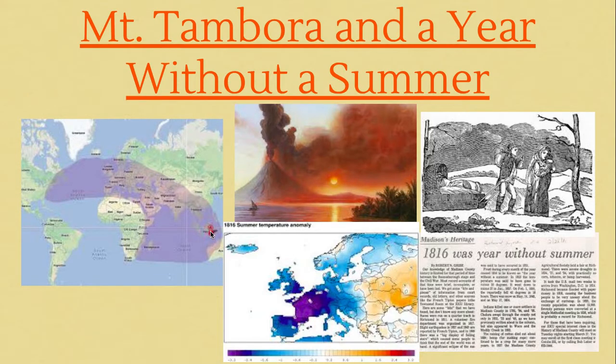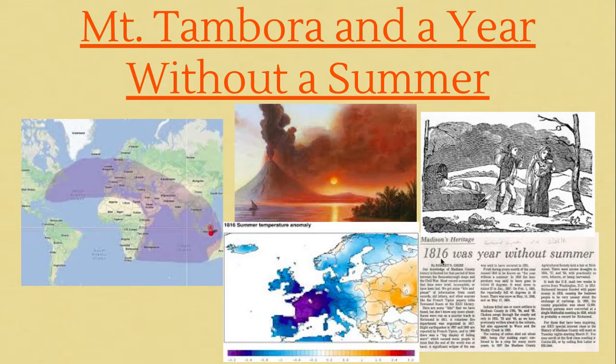Mount Tambora is right here. It's in Indonesia on that plate boundary, so you have a lot of volcanoes. And Mount Tambora erupted very violently in 1815, and it caused all this ash to be released into the atmosphere. Now, this ash took quite some time to travel, but as you can see, it traveled all the way through India, the Middle East, all the way to Western Europe and parts of the United States.